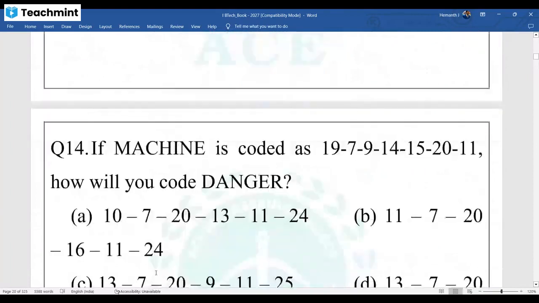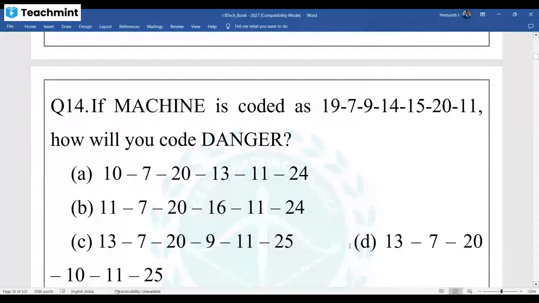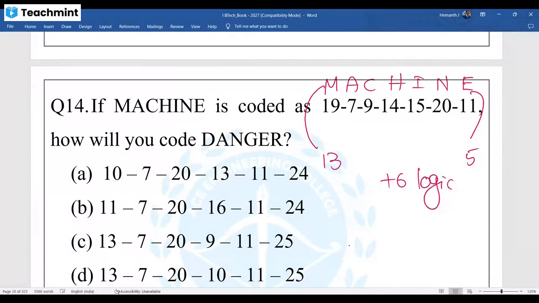Next one. MACHINE is coded as 19, 7, 9, 14, 15, 20, and 11. M-A-C-H-I-N-E. What is the value of M? M is the middle, right? The M value is 13, but they've given 19. E value is 5, but they've given 11. So the logic here is plus 6. What is the H value? H value is 8, they've given 14 here. Plus 6.